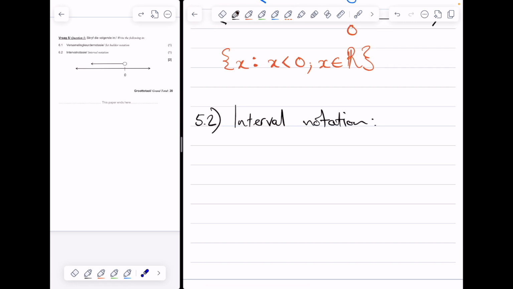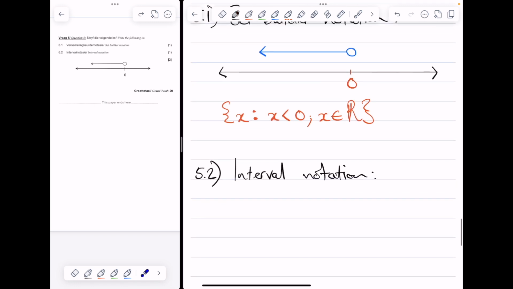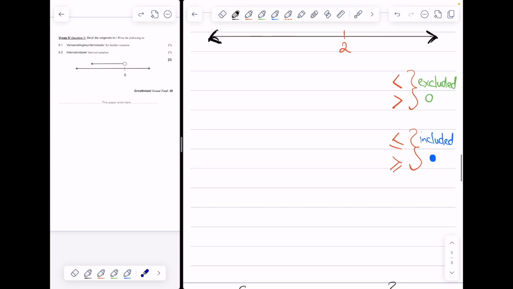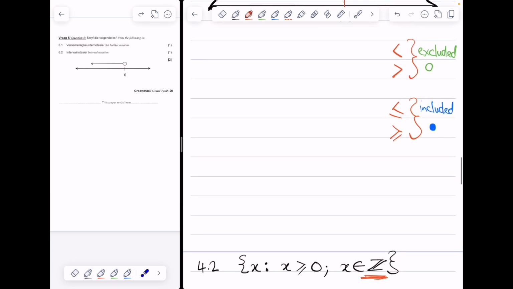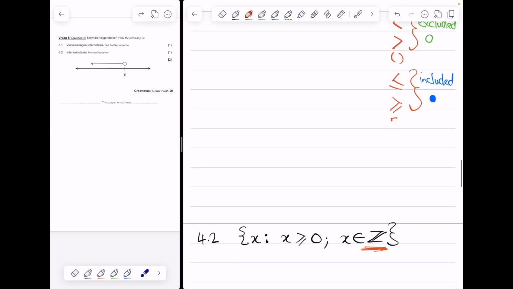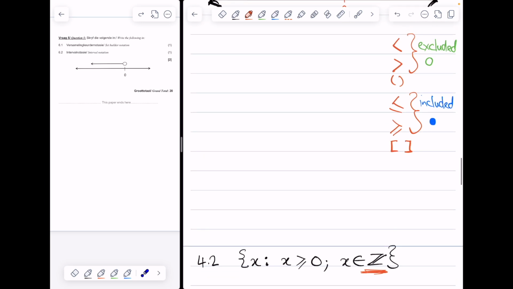Interval notation now for 5.2. So how would this look in interval notation? Interval notation makes use of brackets and writing one number to the other number, indicating from what number to the next number that interval lies in, between those two numbers within the brackets. And I think I did not include earlier on that brackets that are excluded would be the round brackets, and brackets that are included would be the square brackets. So those go together. Okay, so this is for interval notation.